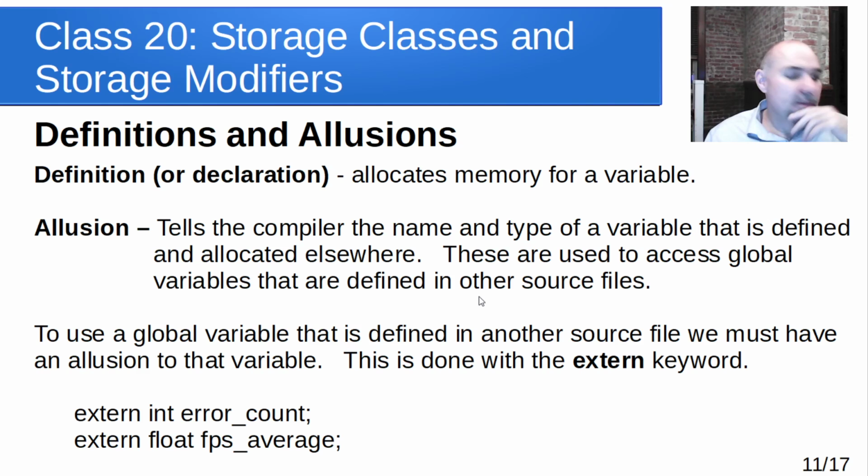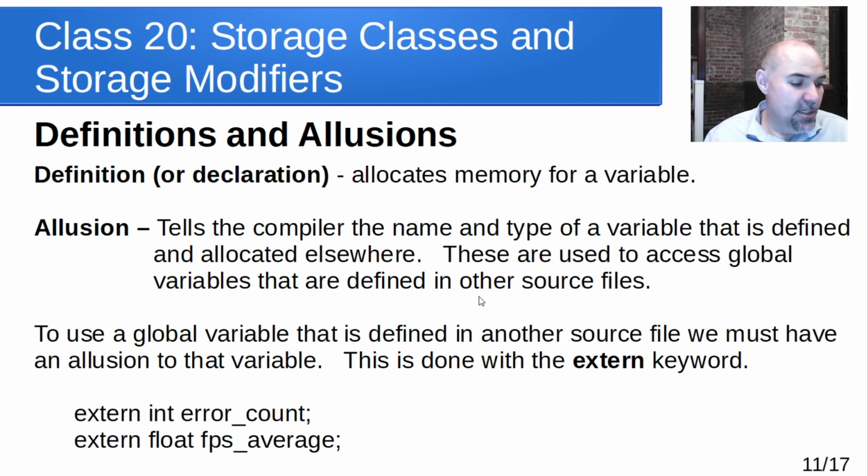Now, there's another thing that we need to talk about too with respect to this, and that's the difference between what are called definitions or declarations and allusions. So a definition or a declaration actually allocates space for a variable. So for example, you have like int i, that's a definition. If you have a global like int num_players, that's a definition. So when you have a definition, that's an actual allocation of space for a variable.